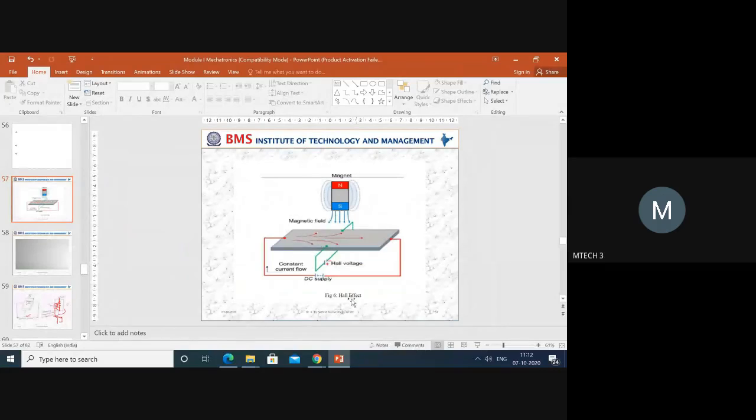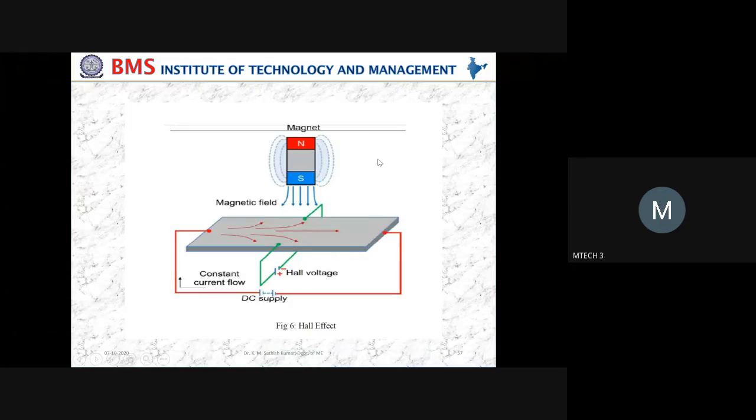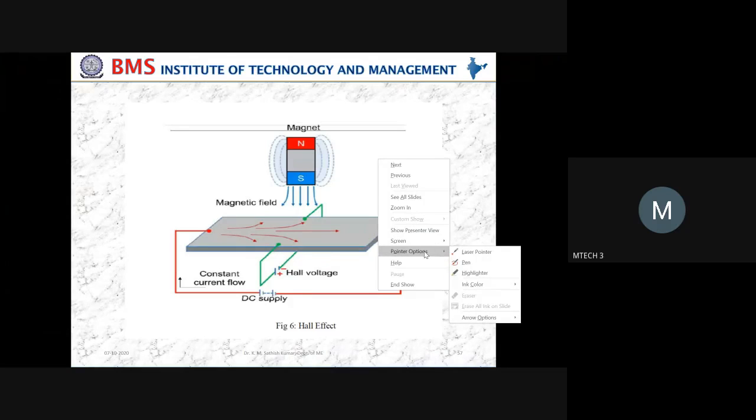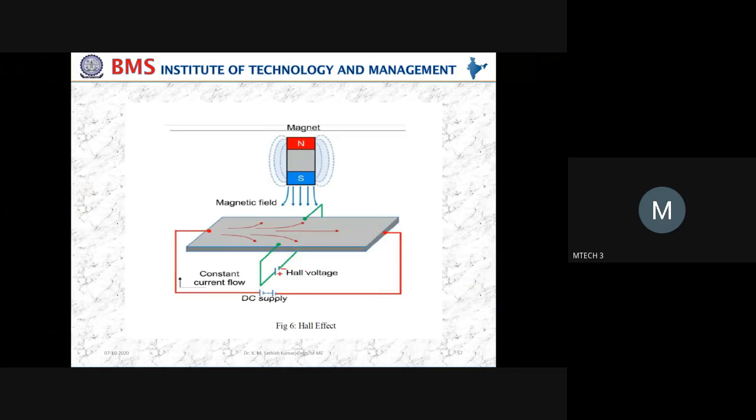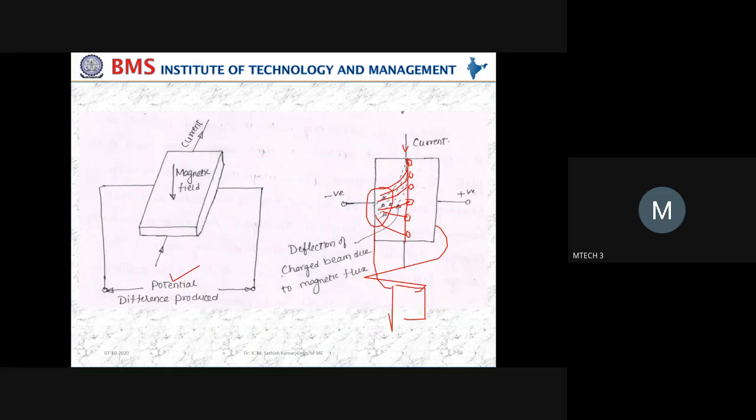Now if you observe this diagram clearly, forget about this magnet for now. Without the presence of the magnet, these charges are going to move in a straight line. With the presence of a magnetic field, a movement occurs which develops what is called the Hall voltage. This is the basic principle of the Hall effect sensor.